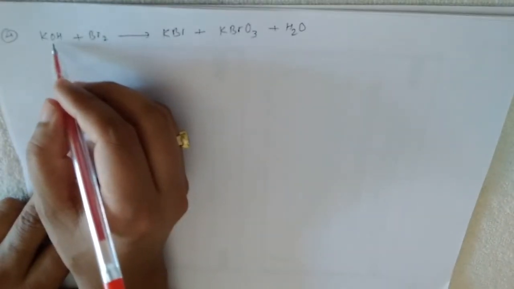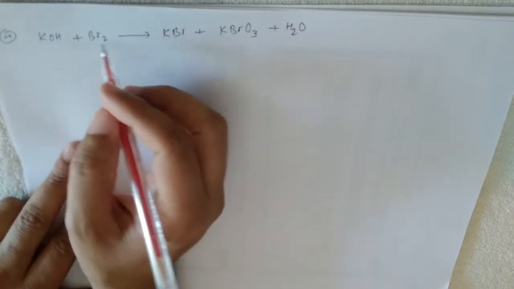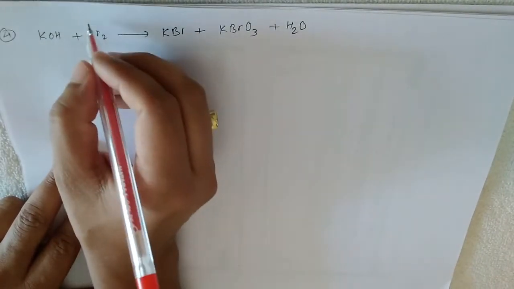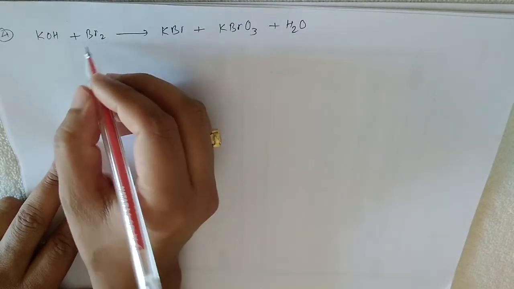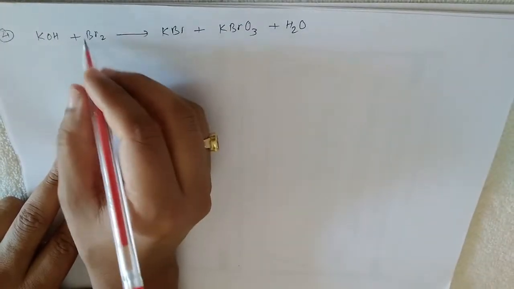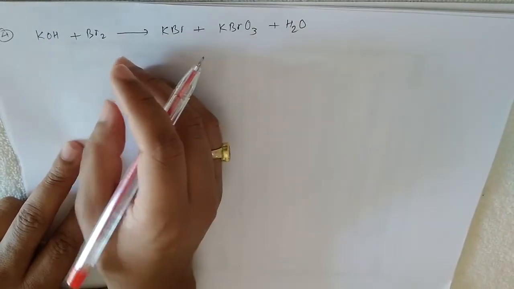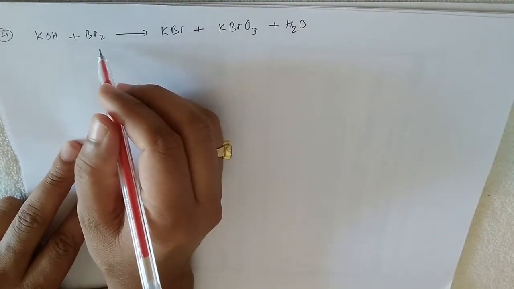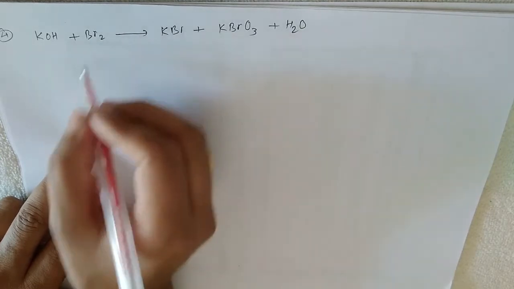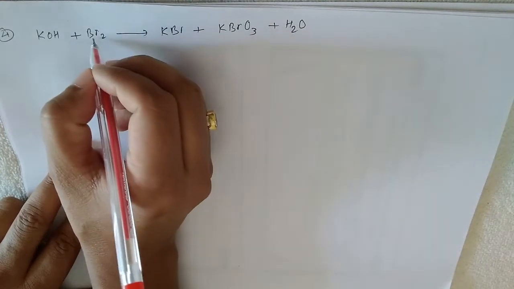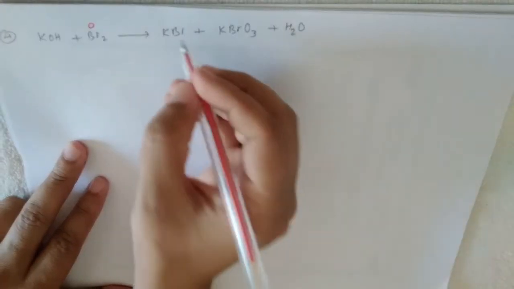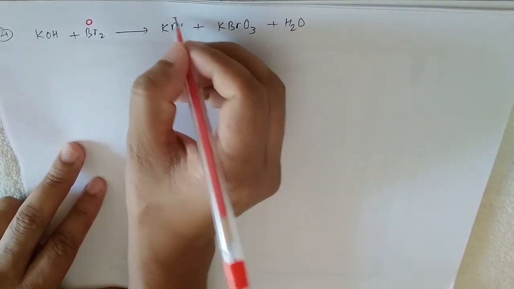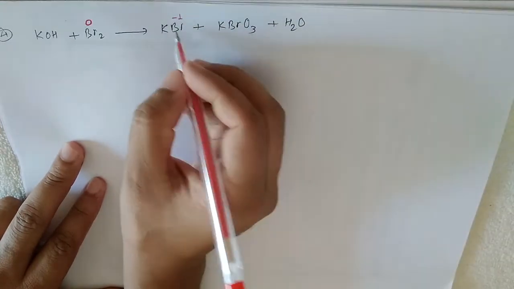In this case, potassium, oxygen, and hydrogen do not oxidize or reduce here. Br2 only oxidizes and reduces. So this Br2 is oxidized, and this Br2 is reduced. So one element is oxidized and reduced. This means this redox reaction is a type of disproportionation reaction. Let us see the oxidation numbers. Br2 is in elemental form, so the oxidation number of Br2 is 0. In KBr, potassium is +1 and Br is -1.